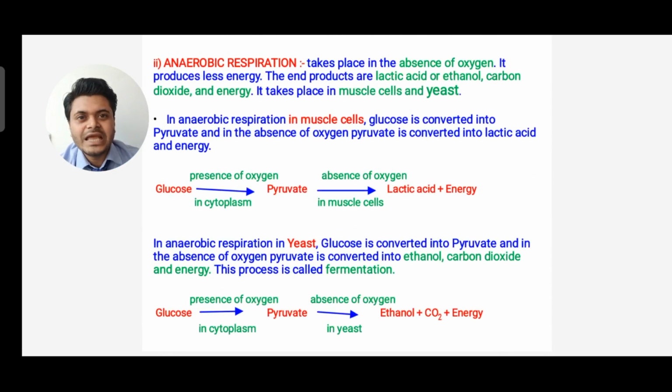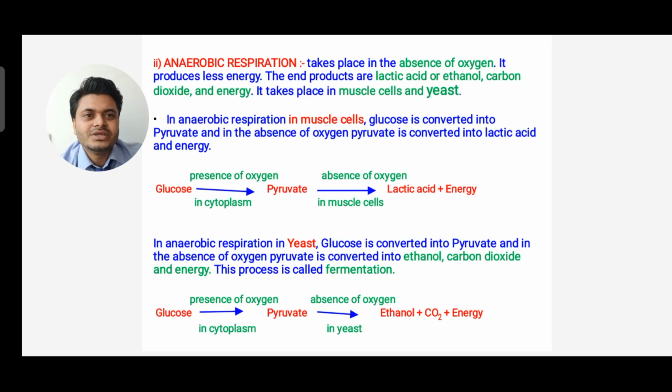Next we move to anaerobic respiration. Anaerobic respiration takes place in the absence of oxygen, obviously, and it produces less energy as compared to aerobic respiration. The end products can be lactic acid, or ethanol and carbon dioxide, and energy, and it takes place in both muscle cells and yeast cells. So there are two different types of anaerobic respiration: one takes place in the muscle cell, another in the yeast cell.